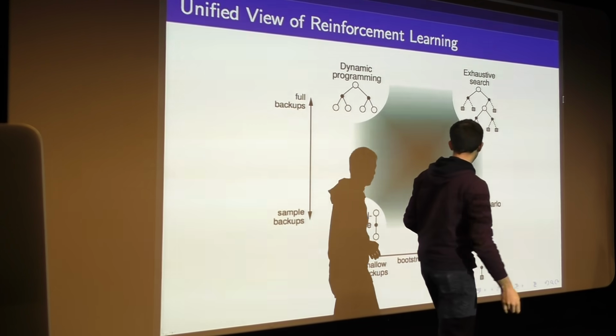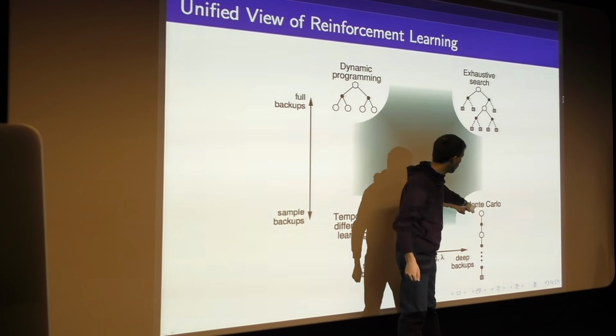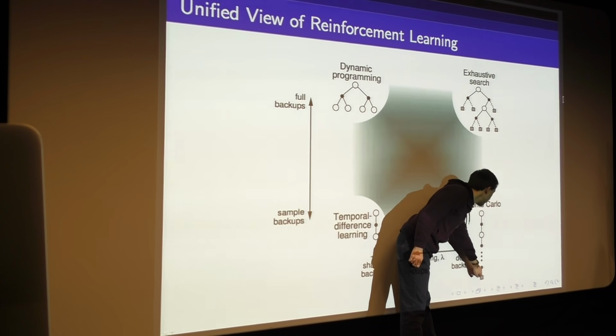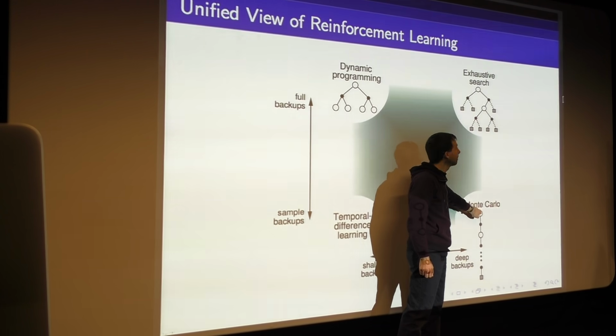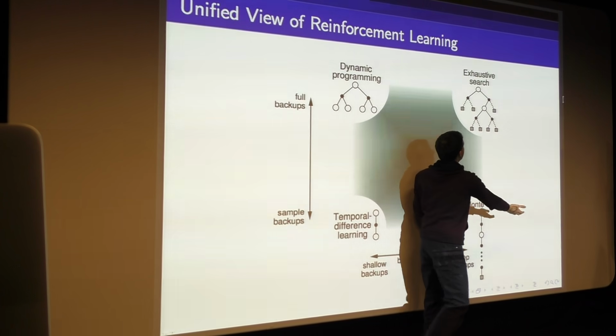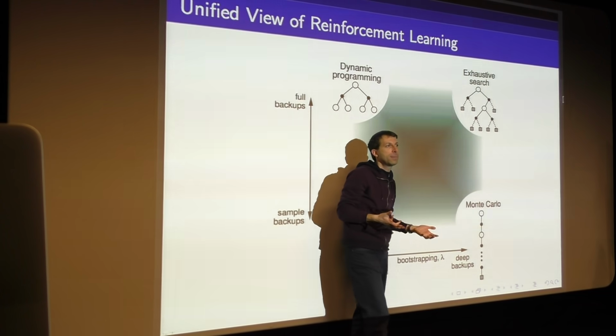In contrast, we can do these deep backups with Monte-Carlo, where we go all the way to the end of the episode and we look at what happened right at the end, and we back up the actual return all the way to the value function here. Similarly, with exhaustive search, you can do an exhaustive look ahead all the way to the end, back that up all the way to the root, without ever bootstrapping from your own value estimate.